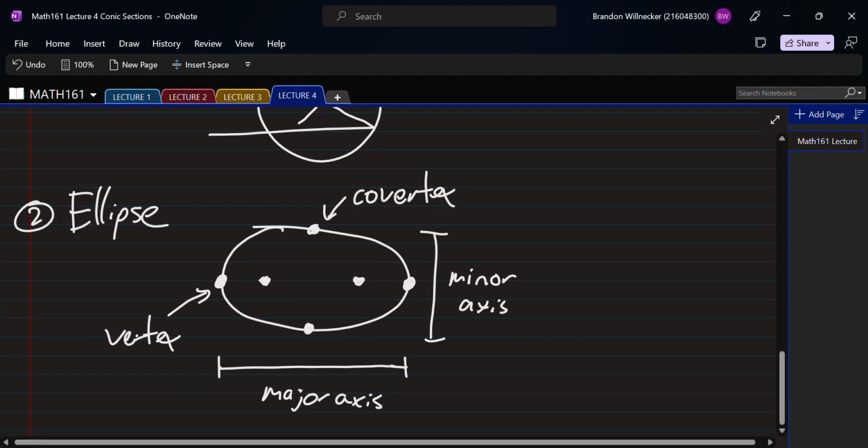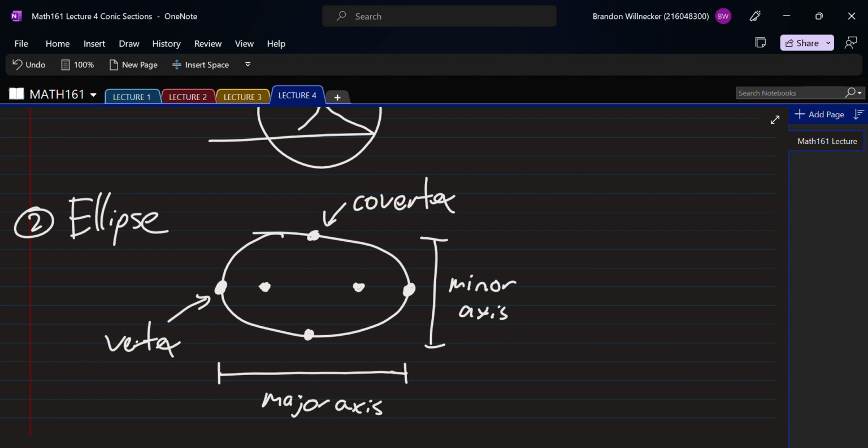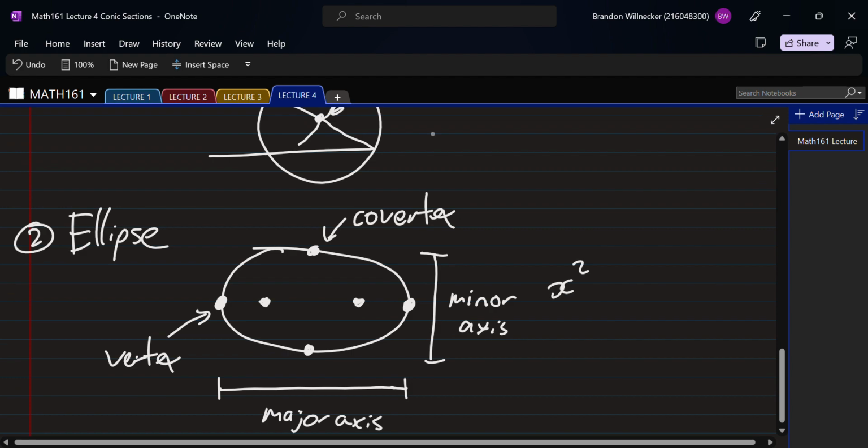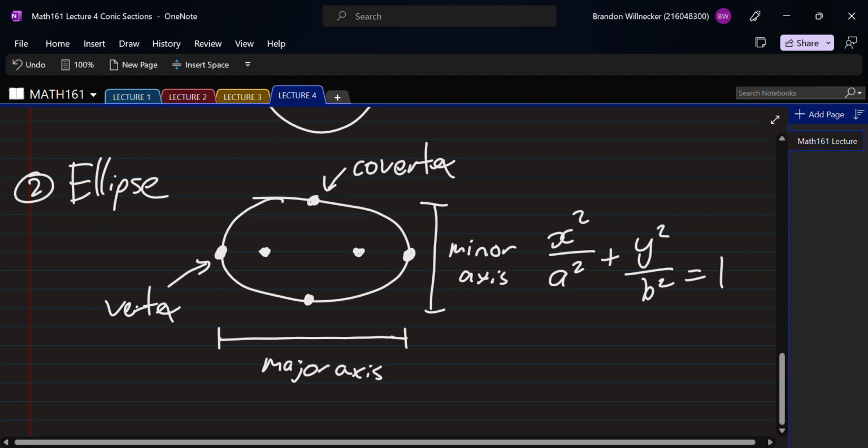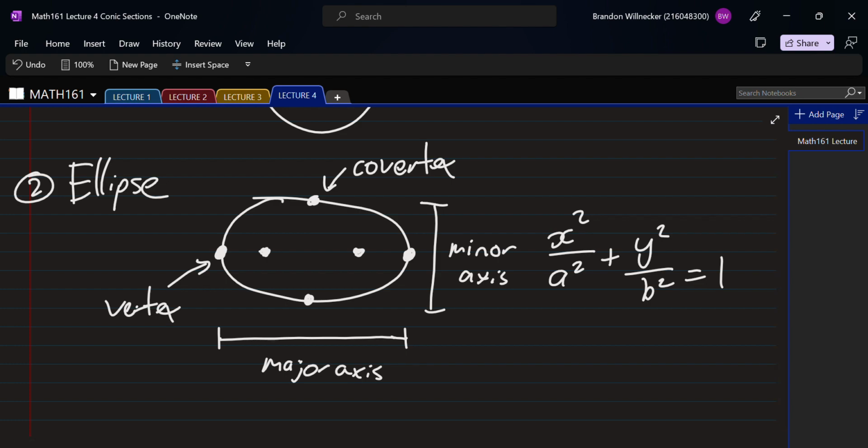Okay, so how do we calculate where these points are? If we have the equation, x squared over a squared plus y squared over b squared is equal to 1, then we can just read off the vertices, and there's a little calculation we have to do for the foci. So here, this is one of the foci, so it's a focus.